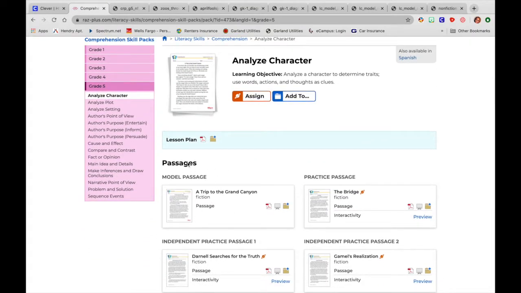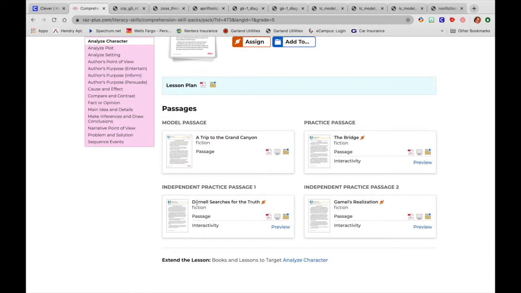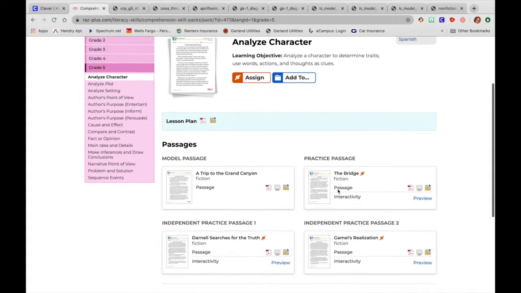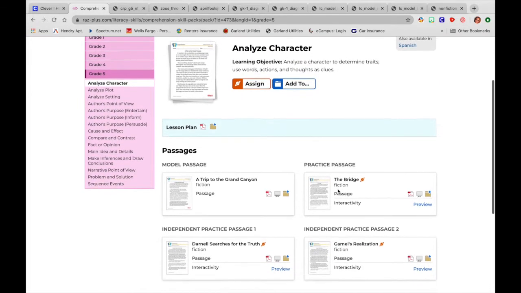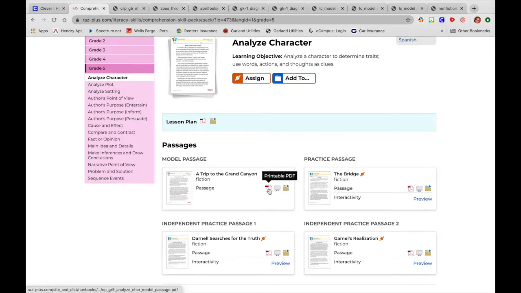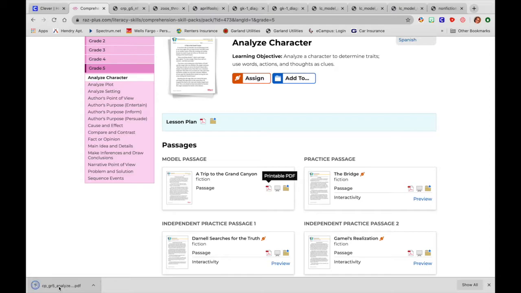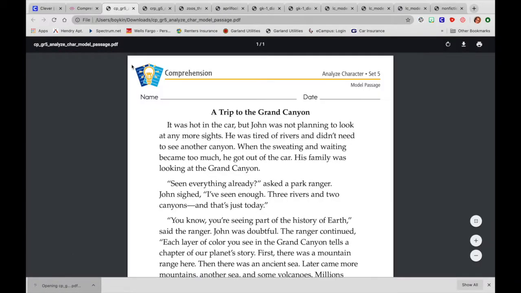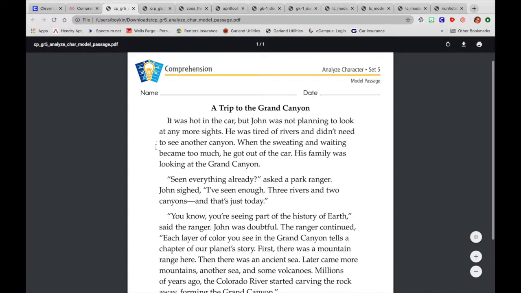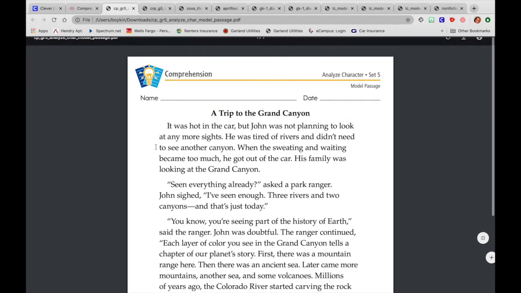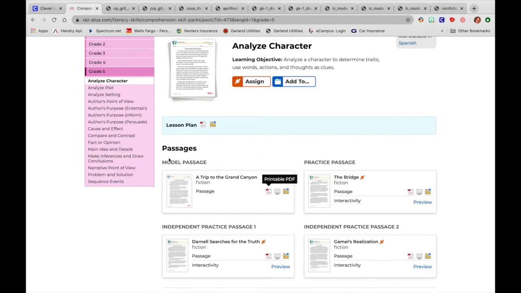Okay, you have your model passage, you have your practice passage, you have your independent practice 1 passage, and then your independent practice 2 passage. So you have your resources right here. Remember that when you click on the A, this is always your printable PDF. So I'm going to click it, A Trip to the Grand Canyon. I'm going to click right here. The tab's always going to open up right here. And this is the actual passage that the students have to work with, okay?